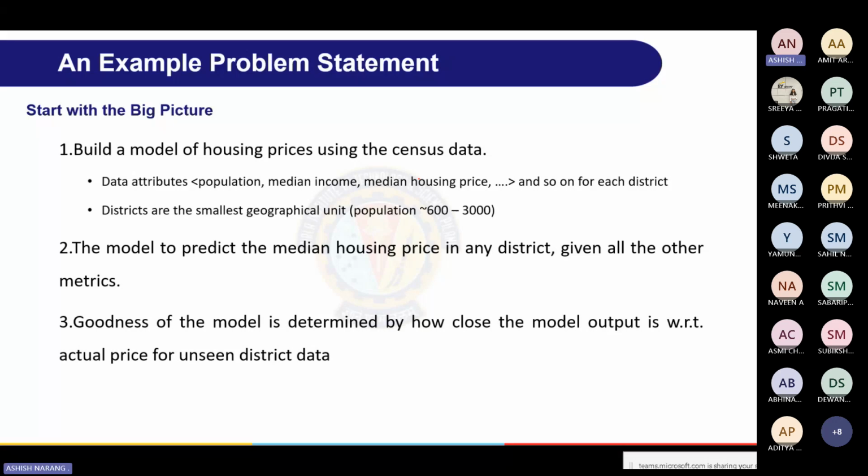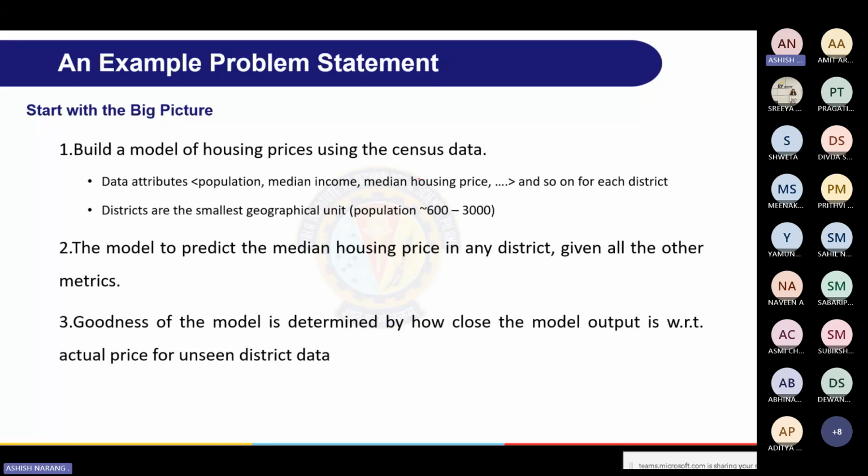So then the model is going to predict something. In this case, the example written here is the median housing price in any district given all other metrics. That is what it is going to do. Then the third thing is, how do I look at the goodness of a model? I have data now. I said my problem falls under regression or classification, the way I'm looking forward to it.